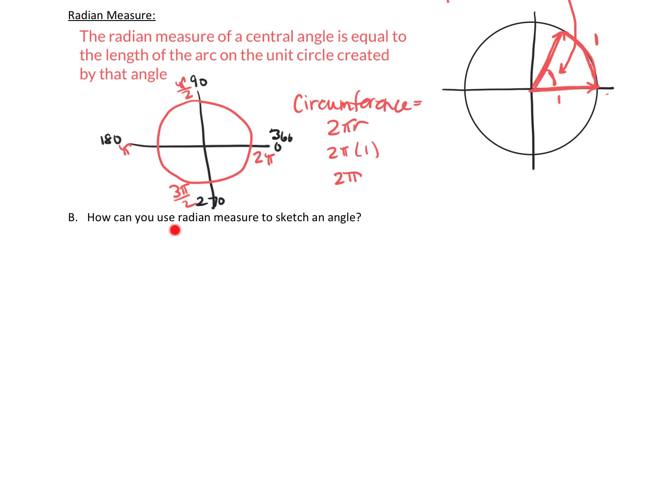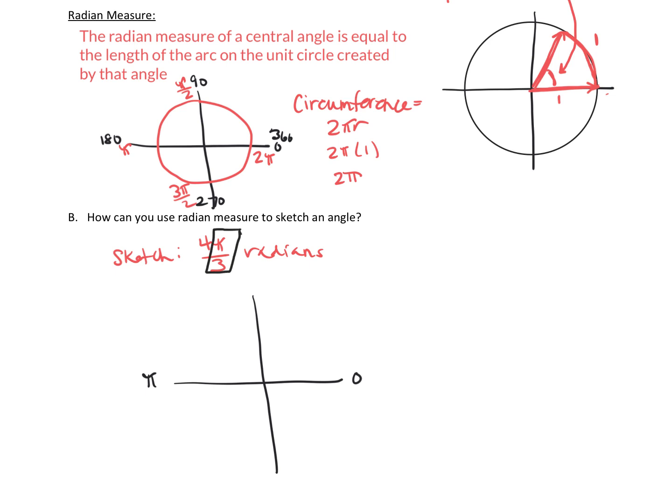Part B, how can you use radian measure to sketch an angle? Well, let's say we had to sketch the angle 4 pi over 3 radians. We can do that. So what we do is we want to say, well, what is pi divided into? How many sections? We know that this is 0, this is pi. So if we look at our 4 pi over 3, pi is divided into thirds.